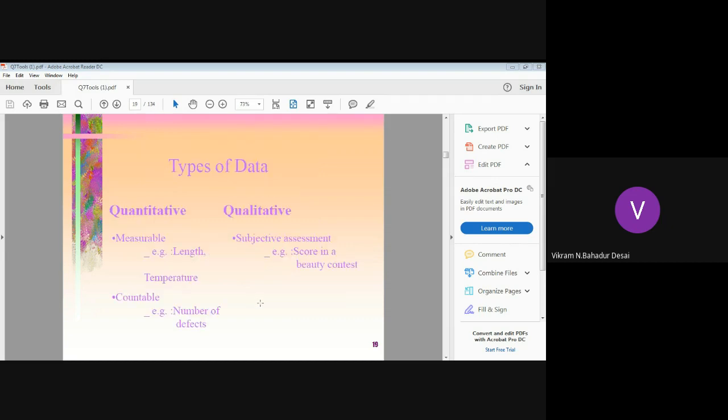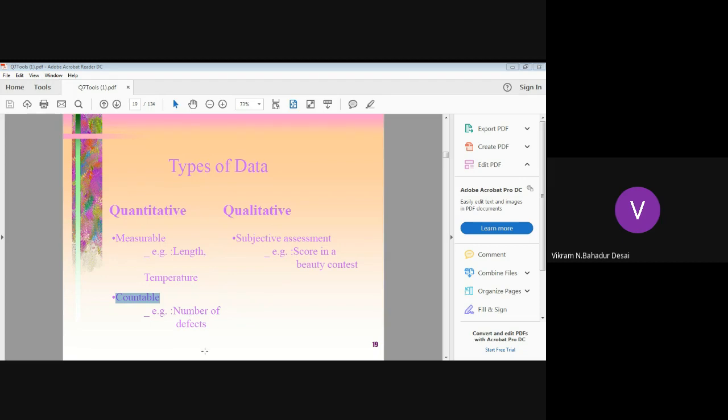You know what the different types of data are. In any project you take, you will have qualitative data and quantitative data, right? In quantitative, again, you have measurable. Measurable means continuous data, as we call it. Countable means discrete data. So kindly make a note of it. Measurables such as length, temperature, weight are all called continuous data, as you can measure on a continuous scale. Countable is called discrete data, or it can also be called categorical data.